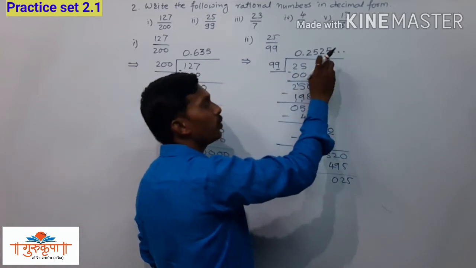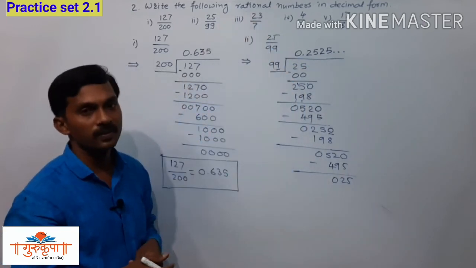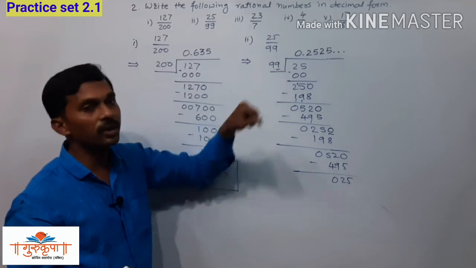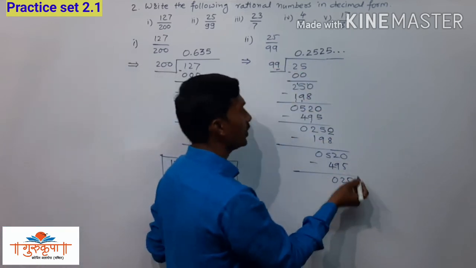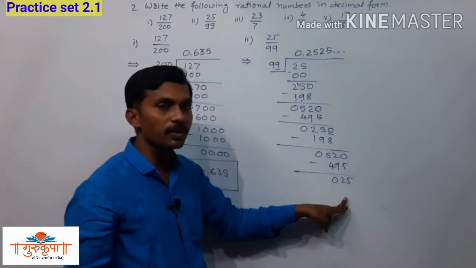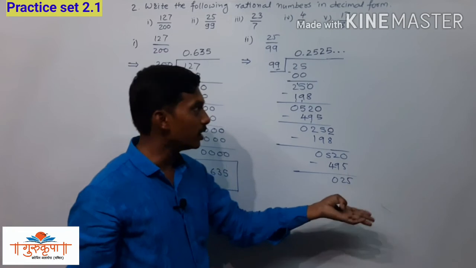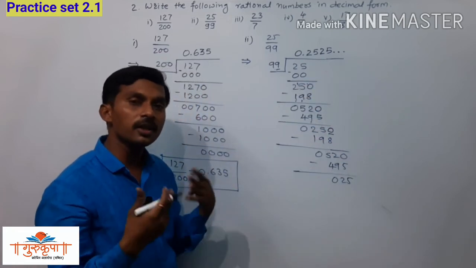So 25, 25, 25 and so on. This is 0 point recurring 25. Our answer is 0 point recurring. Now here we are getting only 2. If we put 0 there, we will get 250. Again we have to divide by 2. Then again the subtraction is 52. Then we will get 520. Then again we have to divide by 5. That is non-terminating but recurring.